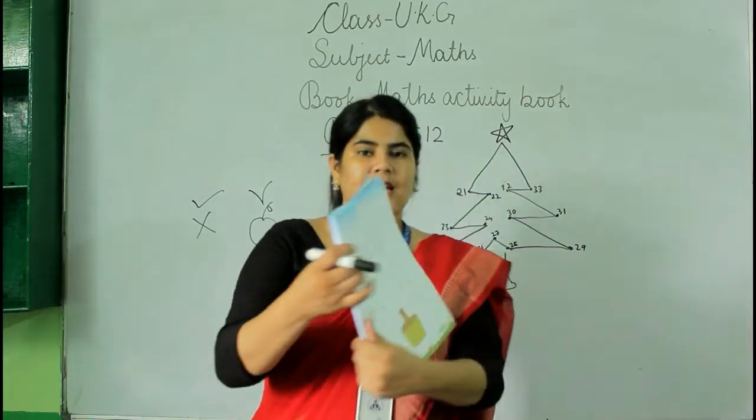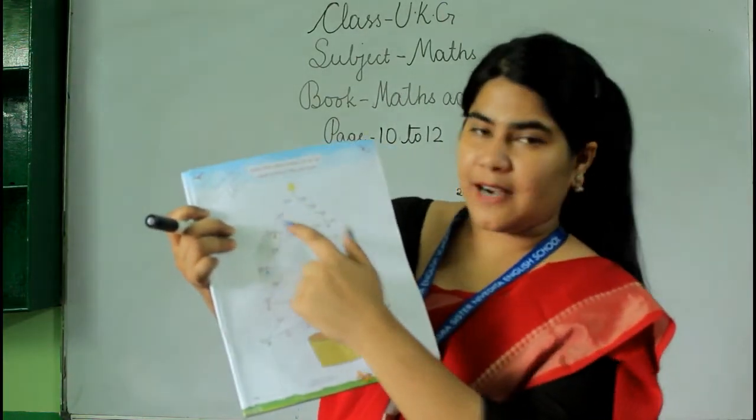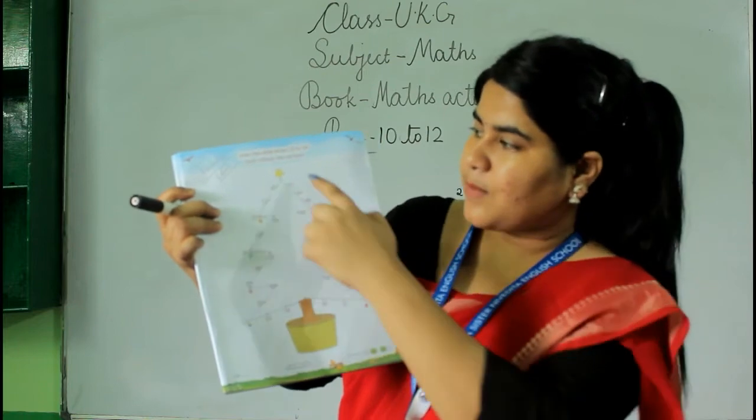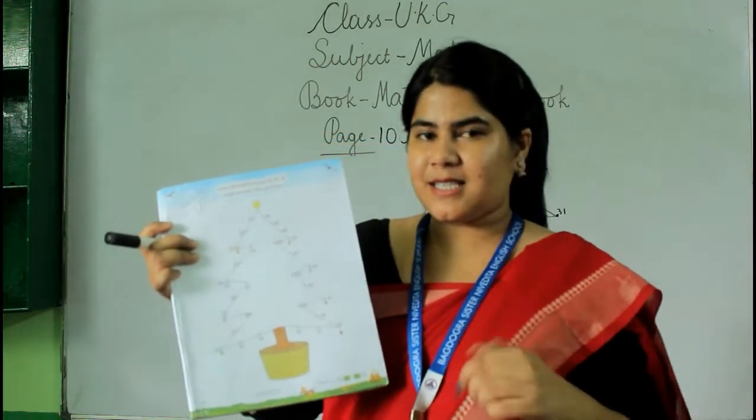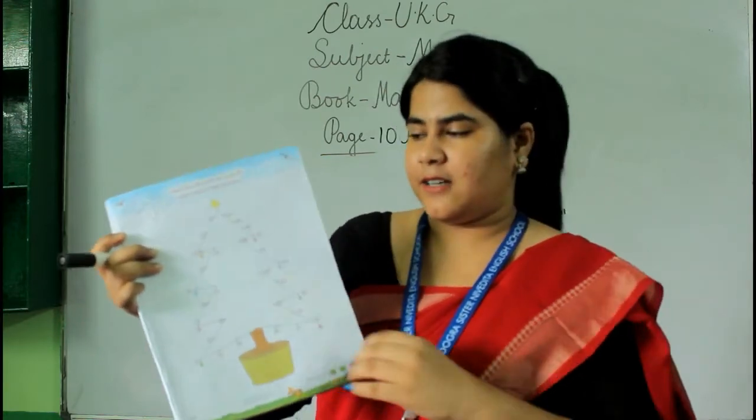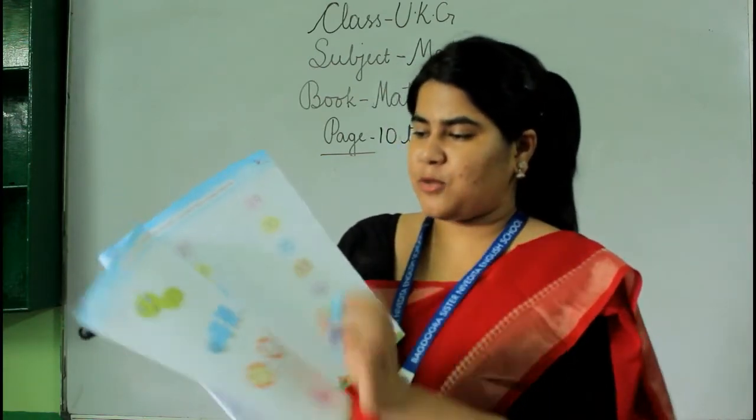So in this way you will be doing this. You will start from 21 and you will end with number 50. You will get number 50 over here only. In this way you will complete this, and after that you can color it. Alright. So now let's move on to page number 12.